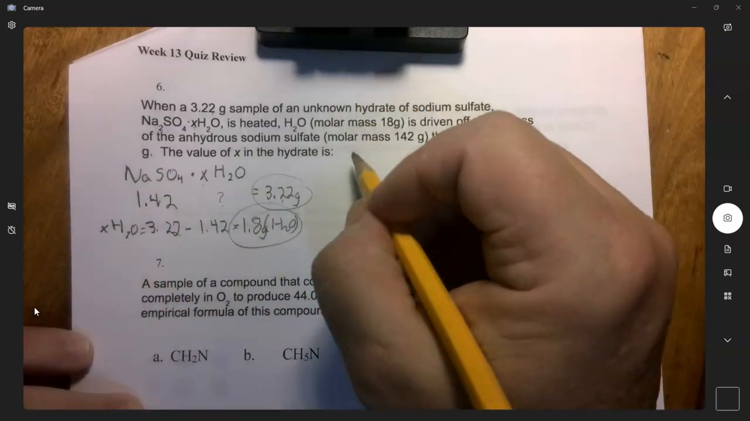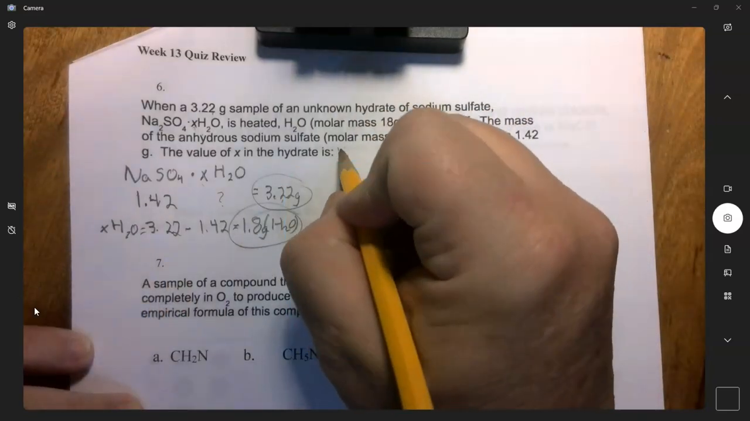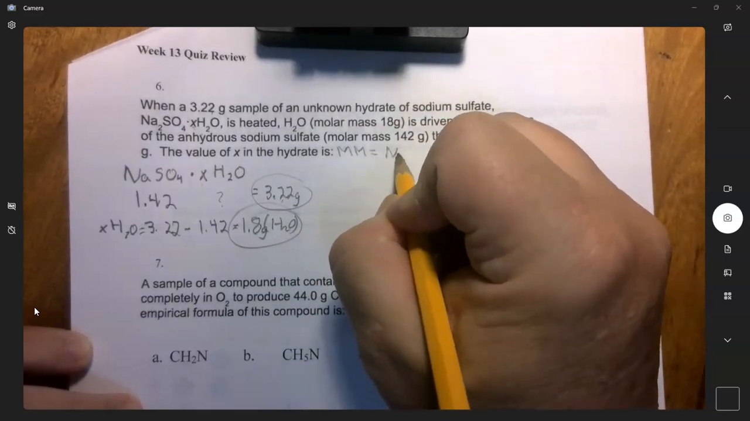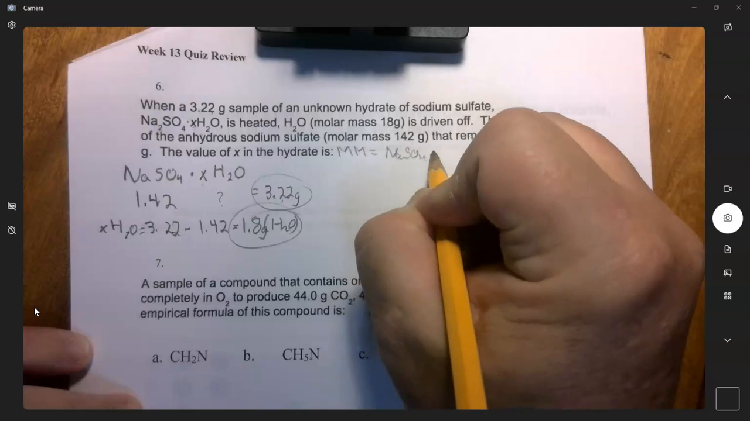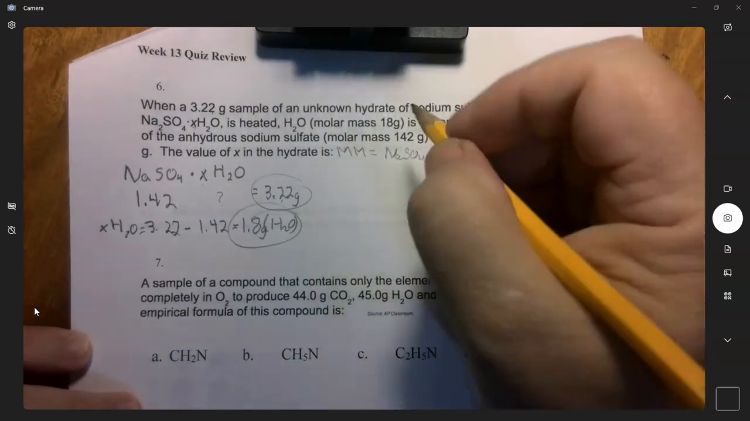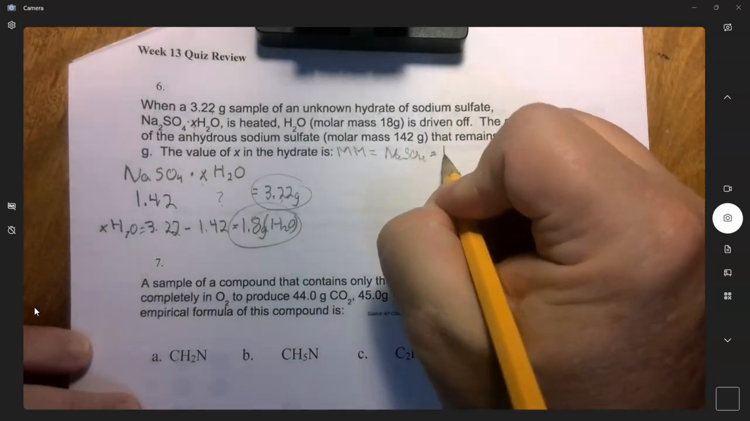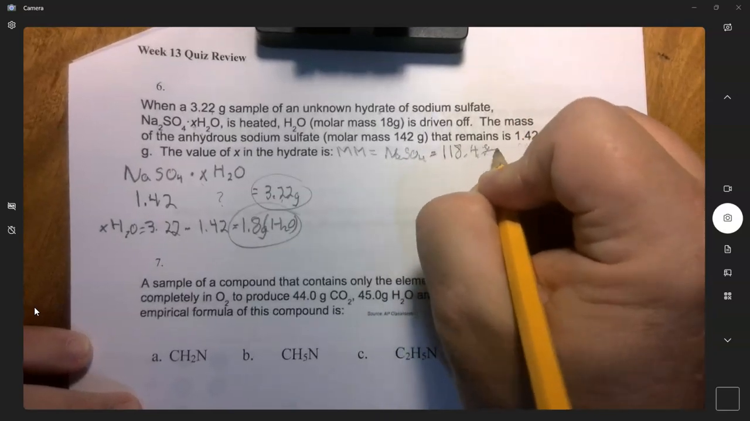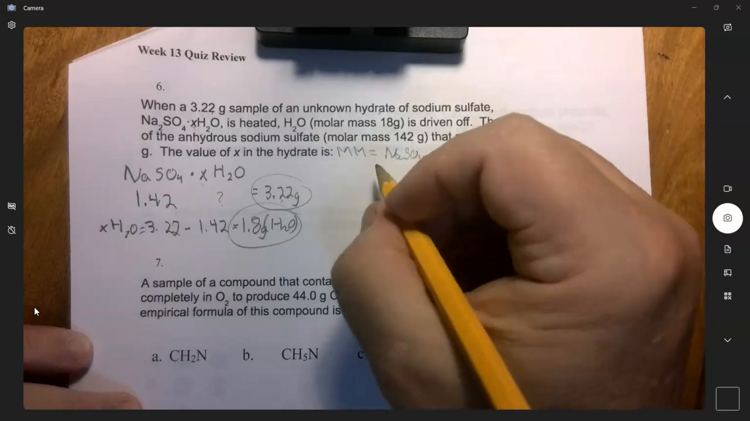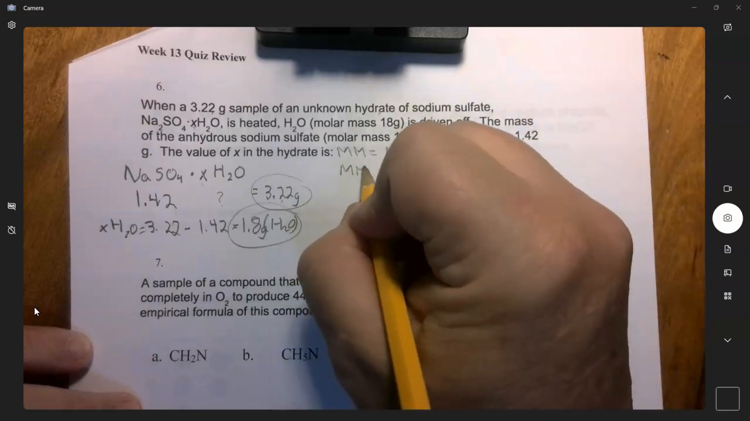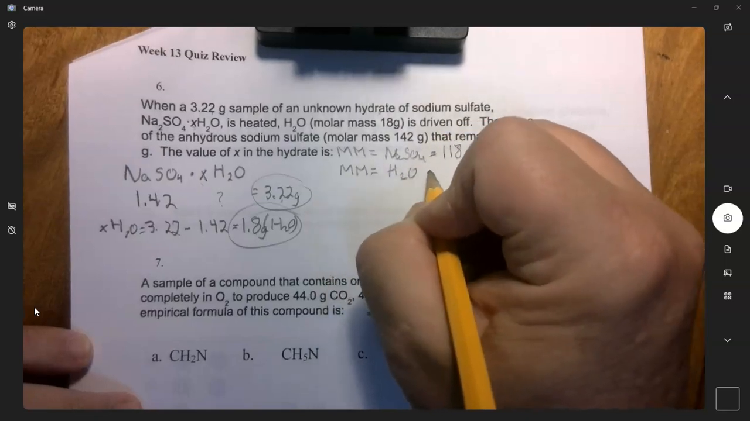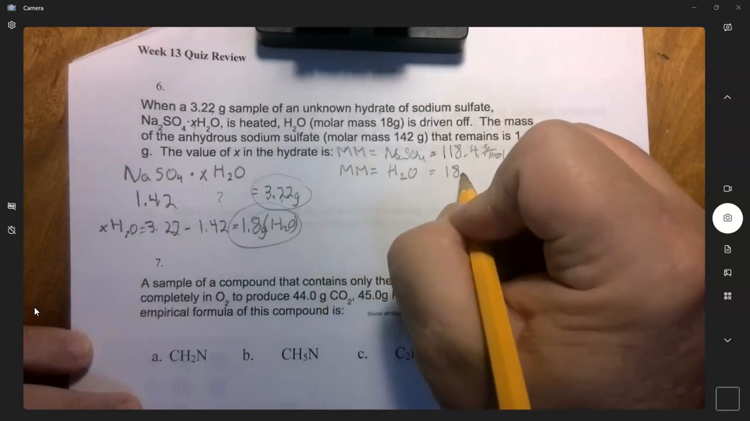Okay, so first we're going to get molar masses. So molar mass, I'll write it way up here, get it out of the way. For NaSO4 is going to equal 118.4 grams per mole. Again, you know how to do this. And for H2O molar mass, you already know that. And that's going to equal 18.02 grams per mole.